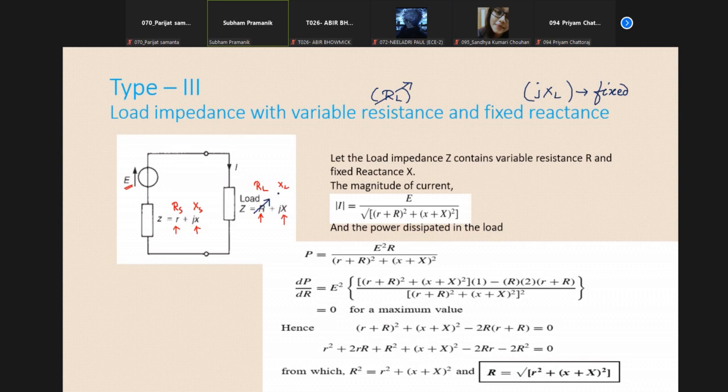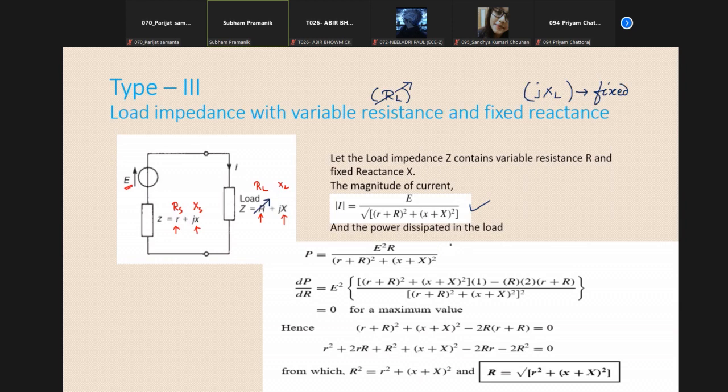That means if you want the condition of maximum power, for which power attains its maximum, then you need to differentiate it with respect to the load, RL or capital R, whatever you use. So you see the magnitude of the current has been found first: E divided by root over (small r plus capital R) square plus (small x plus capital X) square.